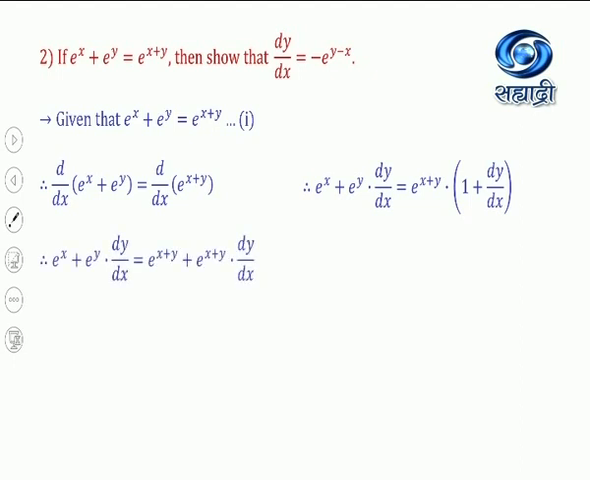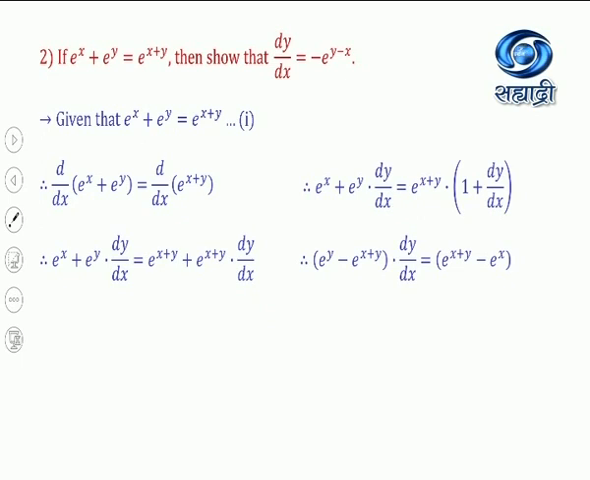And now, to see the next step. See here, e to the power x plus e to the power y into dy by dx, that is the left hand side, remains the same. Now, on RHS, we multiply every term of this bracket by e raised to x plus y. And then we get e raised to x plus y into 1, that is e raised to x plus y. Then e raised to x plus y into second term, that is dy by dx. And we get e raised to x plus y into dy by dx.